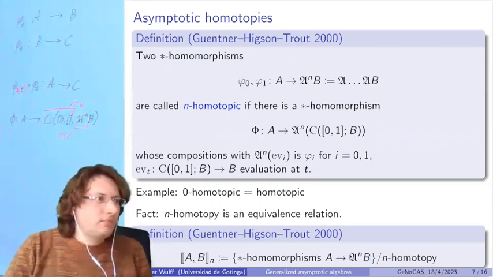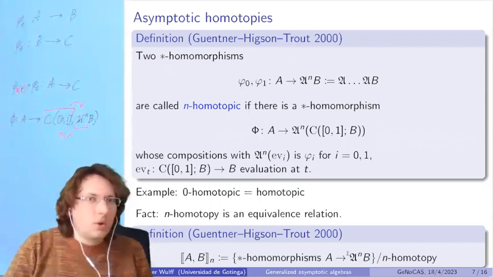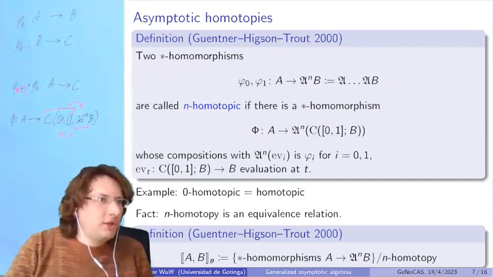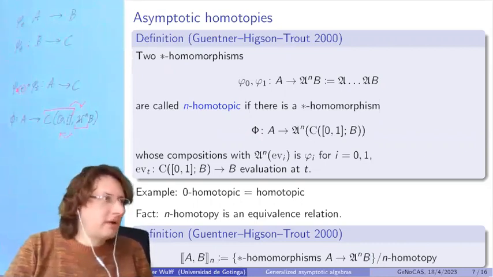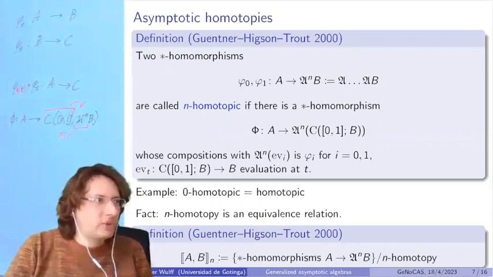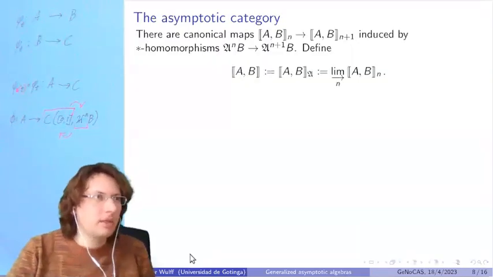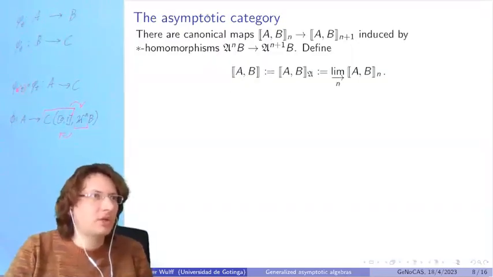Okay, now you probably wonder which n do we take? Well, the n we take is not a single n, but actually we take a direct limit over all n, where n goes to infinity. And this way we can define the asymptotic category.